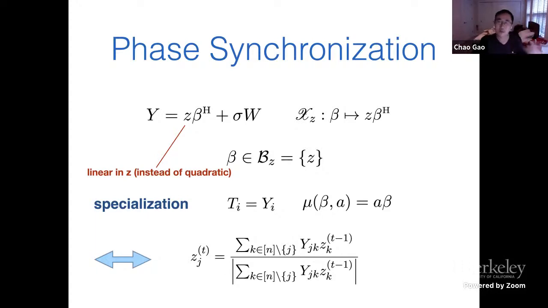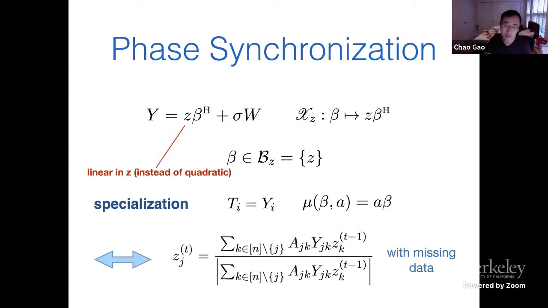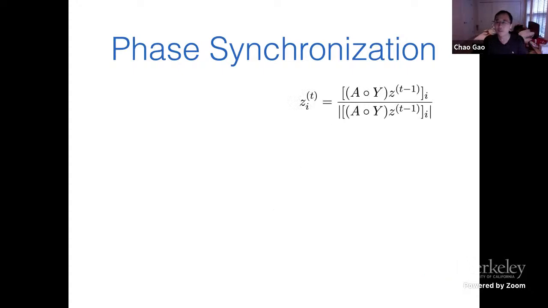Okay, and if you want to allow the possibility of missing data, you can simply replace y_jk by the product of a_jk times y_jk. This is just to be more general. Now I will give you an analysis of this iterative algorithm, and this will give us a sharp upper bound for the phase synchronization problem. So I'm going to define a notation F. F is a map that summarizes the evolution of the algorithm given by the generalized power method.